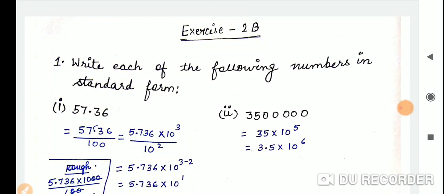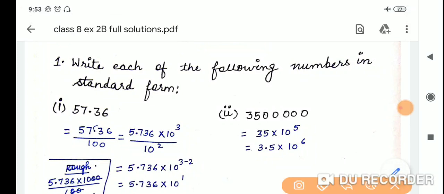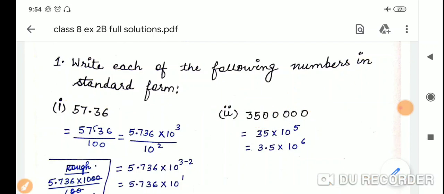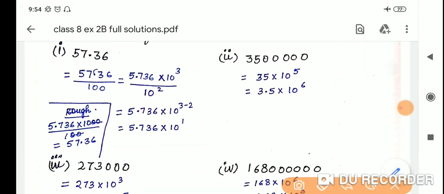So the first question is: write each of the following numbers in standard form. As we have studied, what is standard form? We have to write the number in the form m into 10 raised to the power n. That will be the standard form. Understood? So moving further, our first one is 57.36.